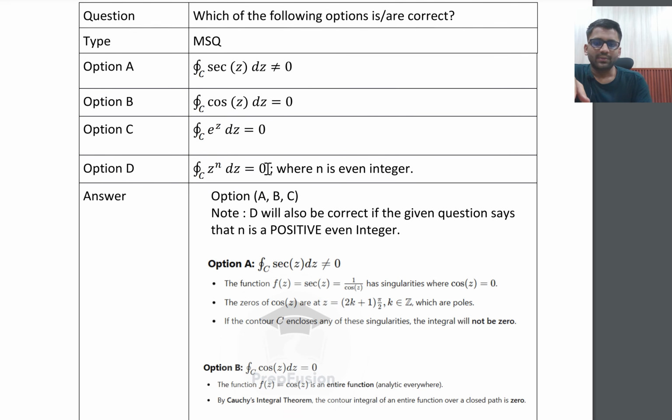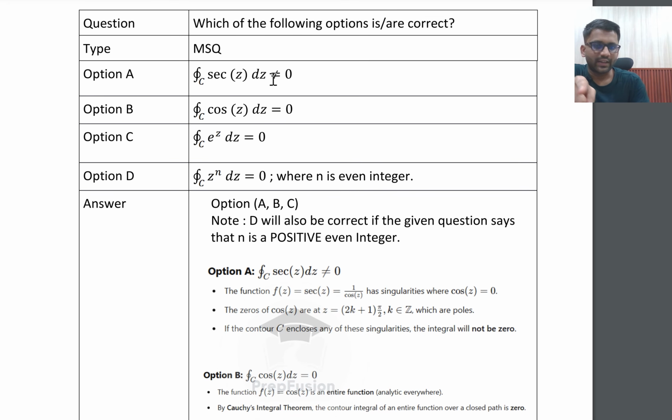In this one now, option A is correct for sure. The sec function would not be equal to 0. The cos function would be equal to 0. e to the power z would be equal to 0. Here the integral of z to the power n dz is equal to 0, where n is an even integer. This is mentioned. If this is mentioned, then option D is wrong.